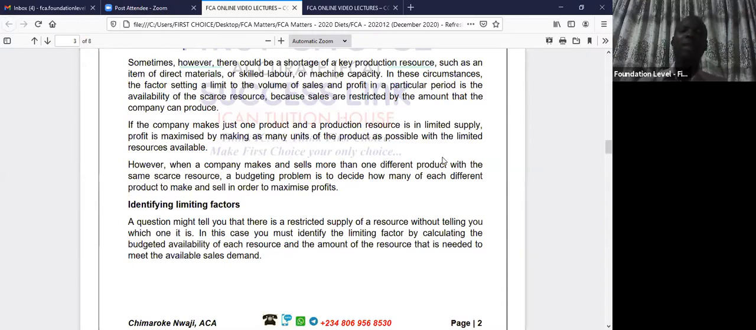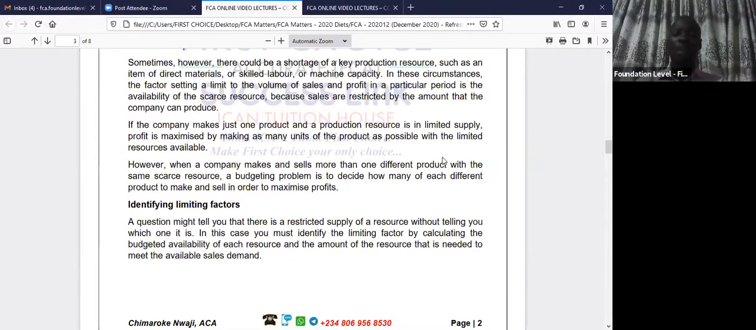If they want to go a step further to test whether you can identify limiting factors, they might give you two or more factors of production. And they may use the same language, maybe materials available is not exceeding XYZ, then they can say labor is restricted to XYZ hours. Now, how will you know which one of them is the limiting factor? Because if you don't know the limiting factor, you cannot proceed.